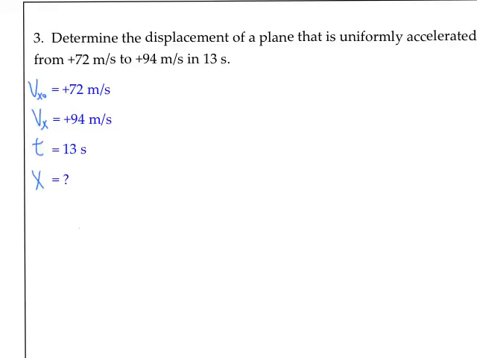I'm assuming that a plane is going to travel horizontally. So its initial velocity is positive 72 meters per second. Its final velocity, or the velocity that we reach at the end of our time interval, is positive 94 meters per second. And we have a time of 13 seconds, and we're looking for the displacement. So how far does the airplane go? And a reminder to add those arrows if you need help remembering those are vector notations.